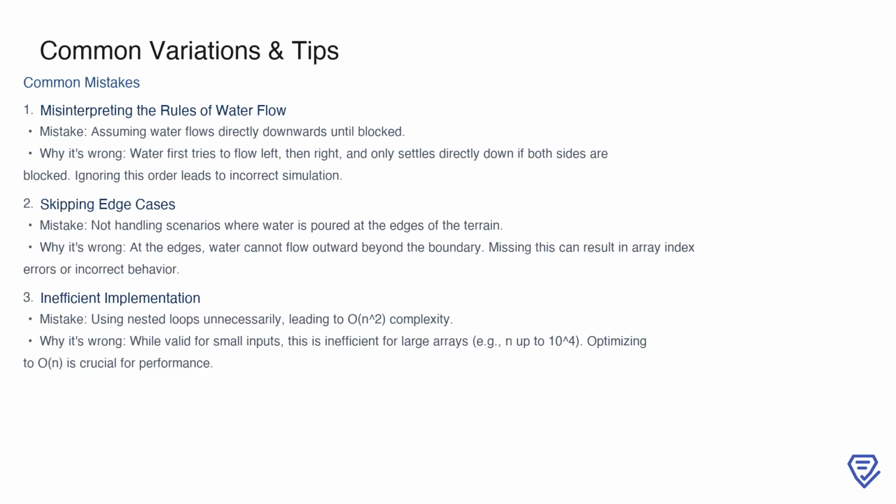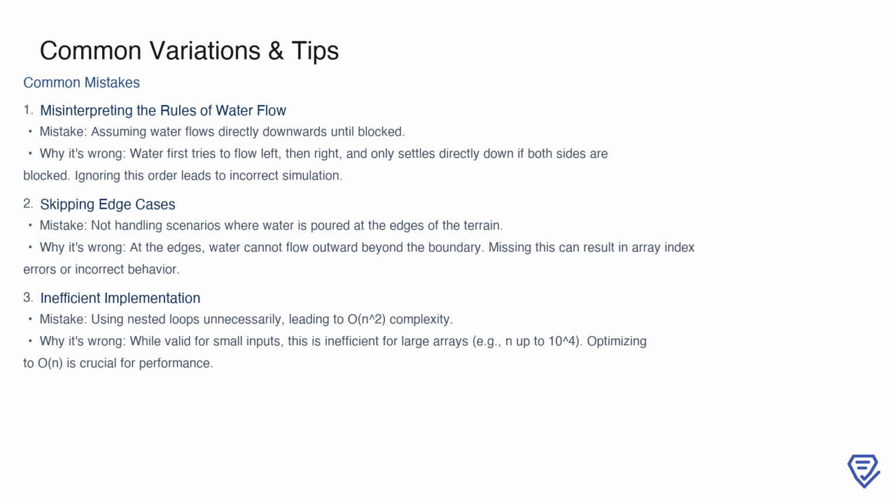When solving the pour water problem, there are a few common mistakes that can trip you up. One of the biggest is misinterpreting the rules of water flow. Remember, water doesn't just fall straight down, it first tries to flow left, then right, and only settles vertically downward if both sides are blocked. Ignoring this order often leads to inaccurate simulations.